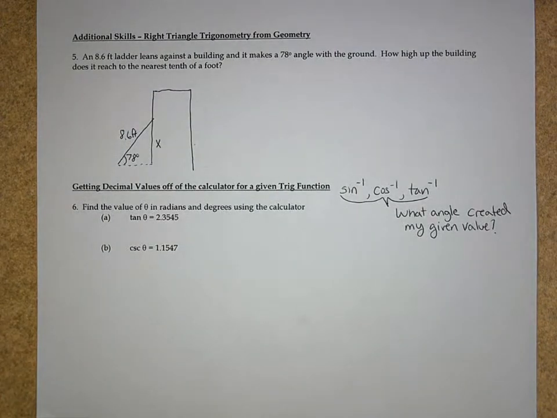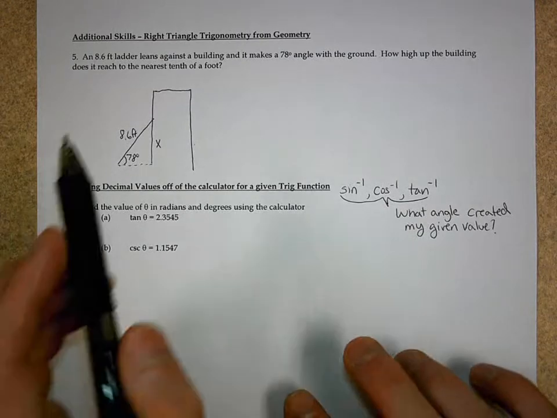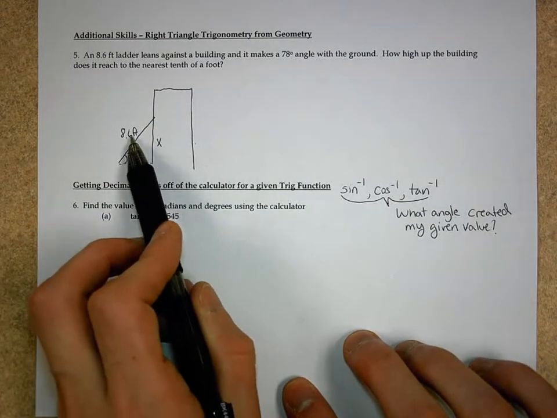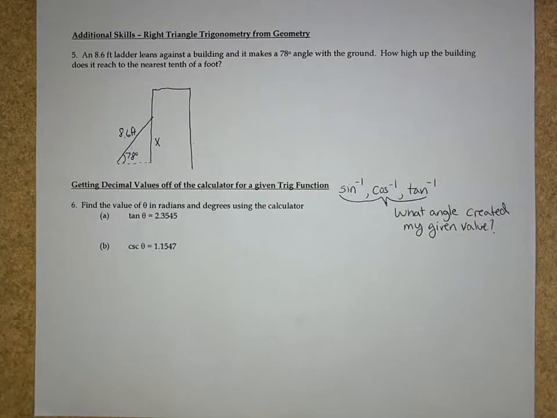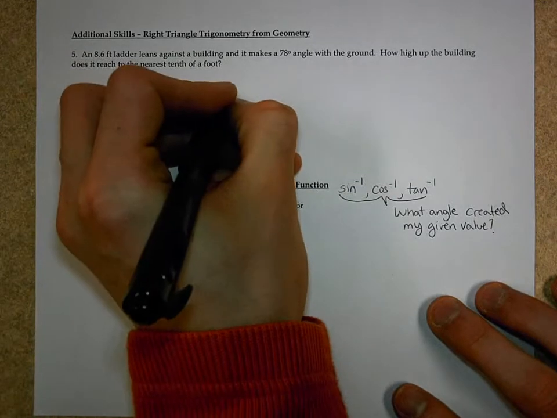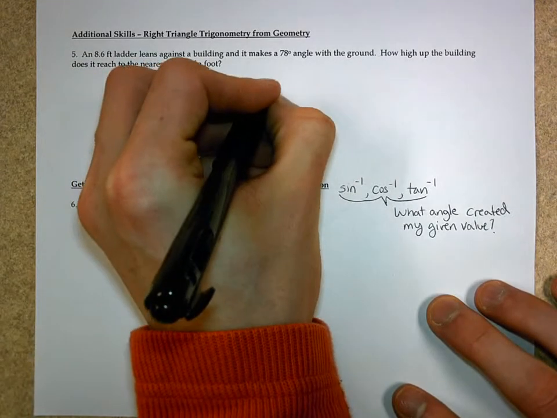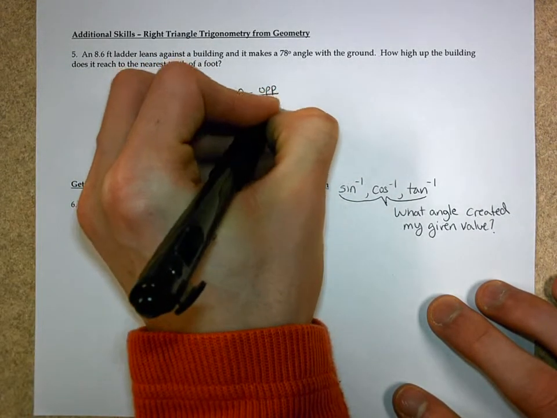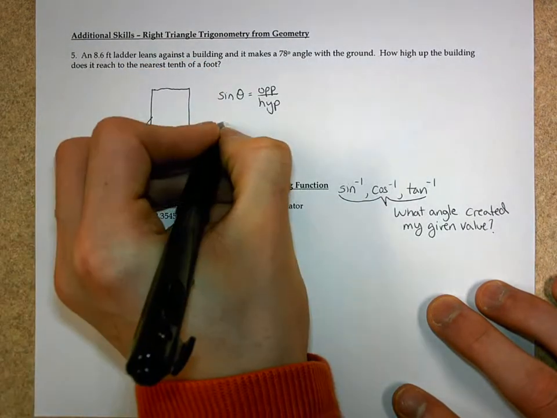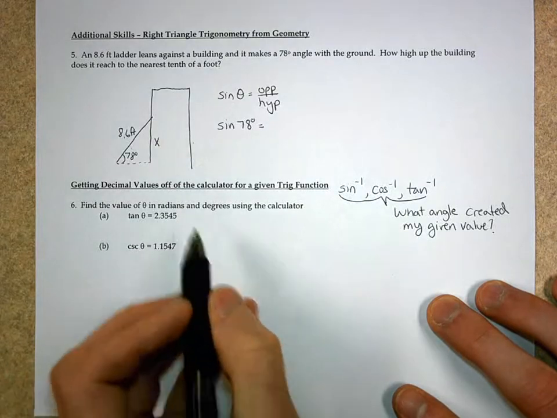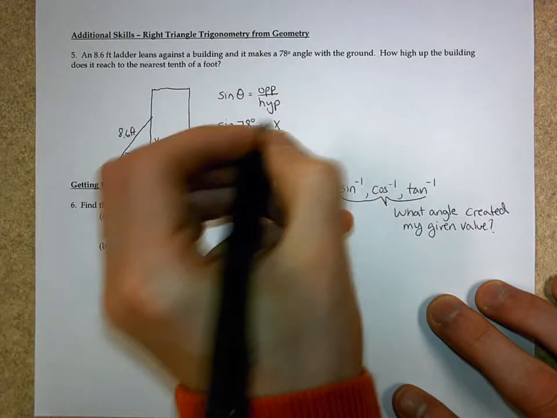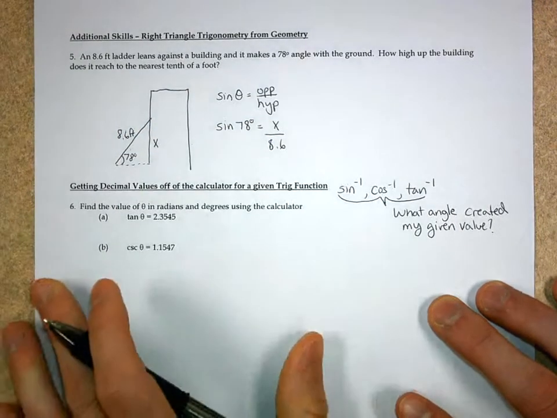This is the situation where we'll use our geometric definition of our trig ratios. I'm giving you the opposite side and the hypotenuse. And the relationship that we know that is opposite over hypotenuse is sine. So the sine of theta is opposite over the hypotenuse. We know that theta is 78 degrees. My opposite side is the unknown, and my hypotenuse is 8.6.